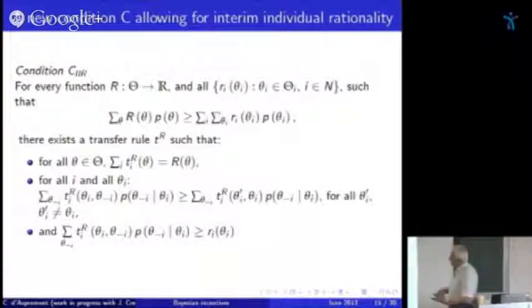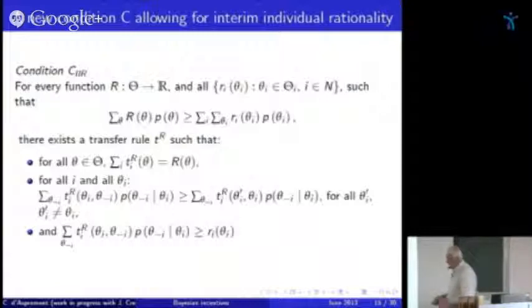What is interesting, and this is what is nice, is that we can just modify condition C in a very straightforward way, and we get a positive result with interim individual rationality. The idea is the following: instead of having only a budget, you introduce a budget and individual requirements Ri of theta i, and you impose the following conditions for any R and any vector of Ri that satisfy this expected surplus condition. For all R and all Ri, you need budget balance. You have the Bayesian incentive compatibility, and in addition, you have interim individual rationality with respect to the Ri.